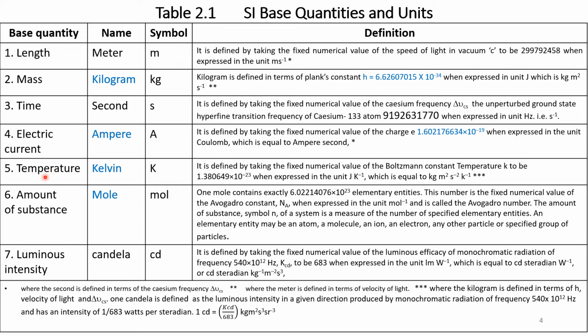Temperature, in Kelvin, is defined by taking the fixed numerical value of the Boltzmann constant k to be 1.380649 × 10^-23 when expressed in the unit joule per degree Kelvin, which is equal to kg meter square per second square per degree Kelvin.